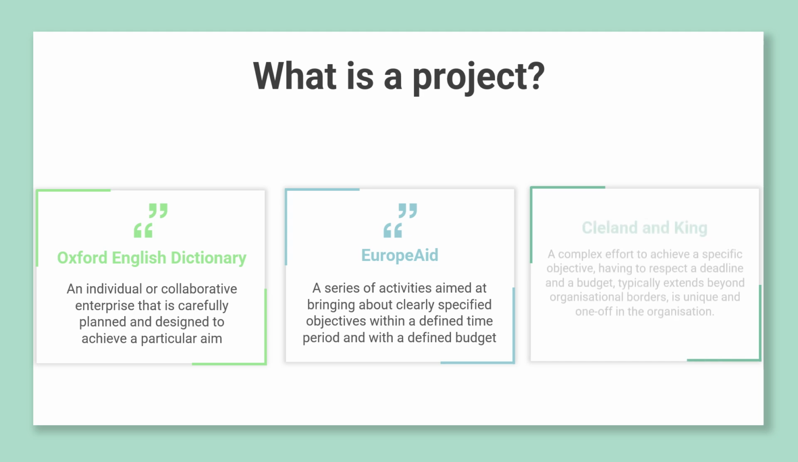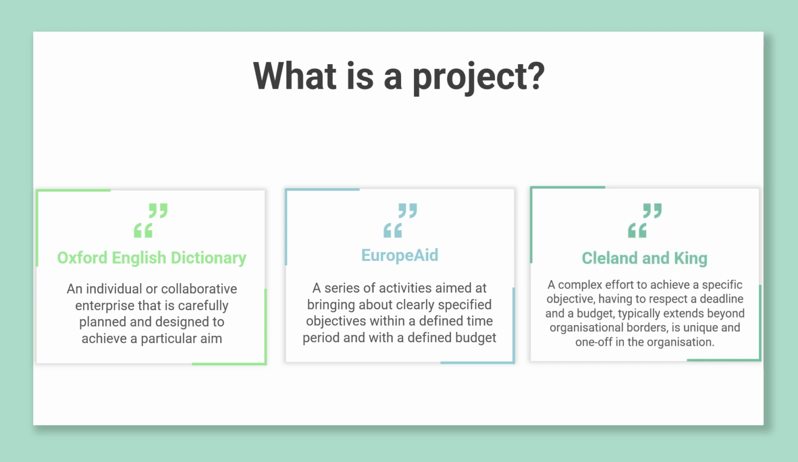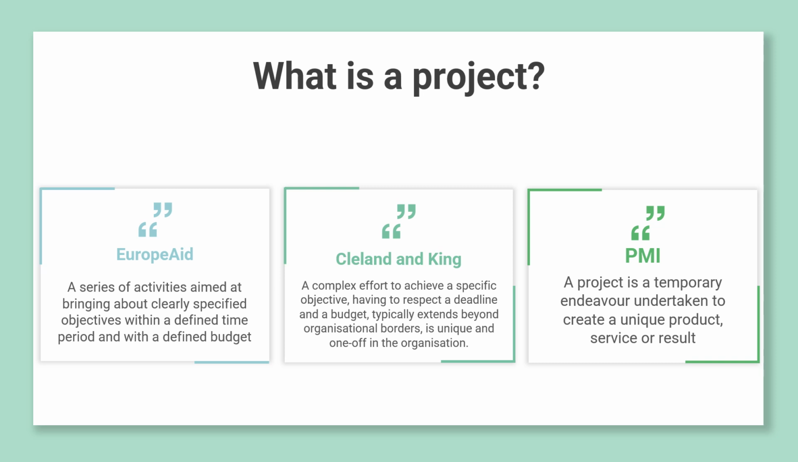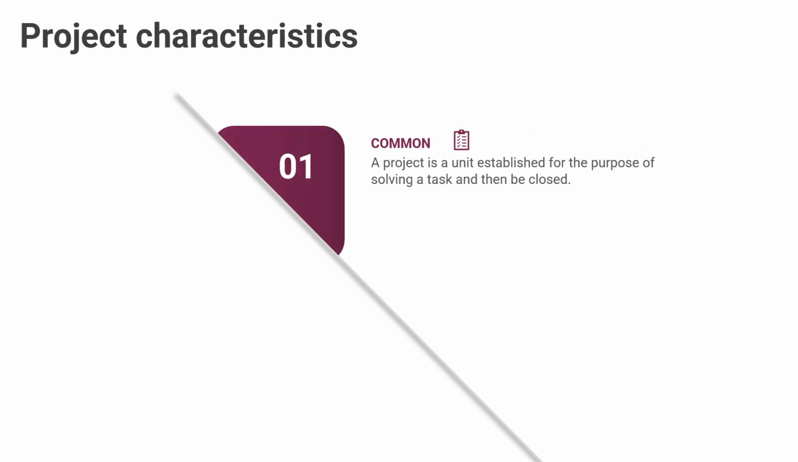An often used definition is the one of Cleland and King from 1983, who described the project as a complex effort to achieve a specific objective having to respect a deadline and a budget, and which typically extends beyond organizational borders, is unique and generally one-off in the organization. Finally, the Project Management Institute, also PMI, concludes that a project is a temporary endeavor undertaken to create a unique product, service, or result. Common for all those definitions is that they see a project as a unit established for the purpose of solving a task.